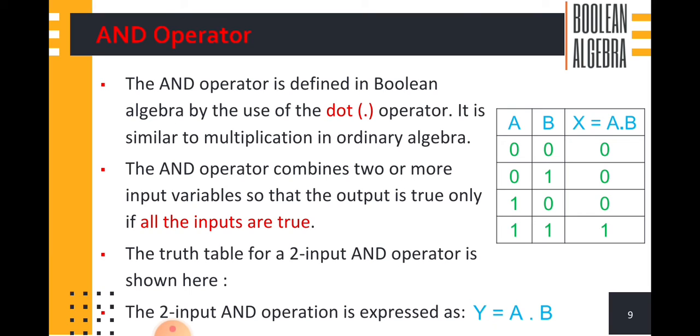Okay, so now you can give the possible inputs. How many possible inputs are there? 4. How can you specify this? 2 is the base value and the number of variables is 2. So 2 power 2 is equal to 4.